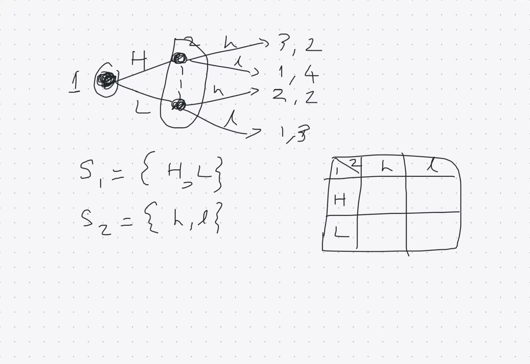So if player 1 chooses high and player 2 chooses high, then the payoffs are 3 to player 1, 2 to player 2. If player 1 chooses high, player 2 chooses low. So you're moving like this and this. So 1 and 4. And if player 1 chooses low and player 2 chooses high, so you're going like this, 2 and 2. And if player 1 chooses low and player 2 chooses low as well, then you have 1 and 3. So that's how you represent this extensive form game with asymmetric information.